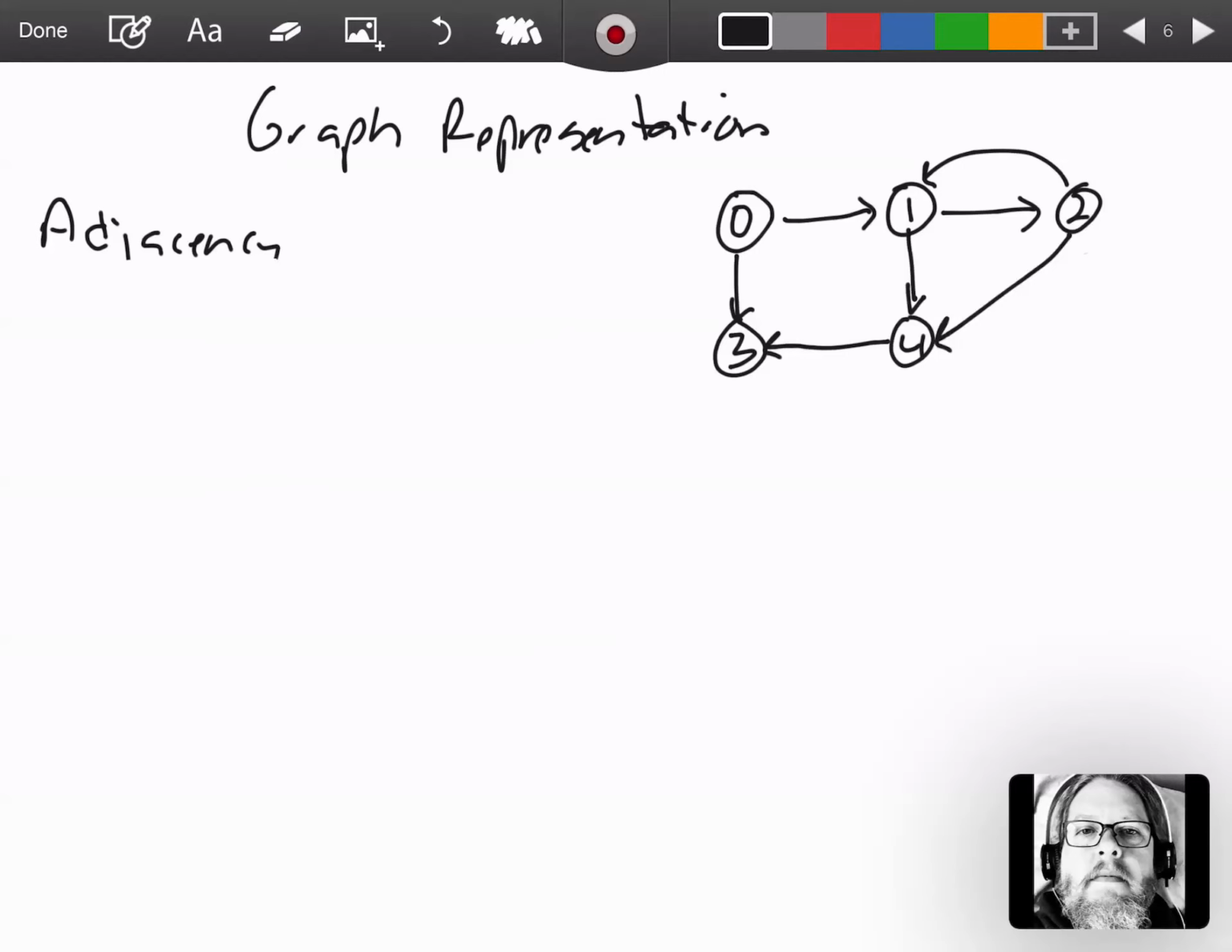Okay. So we're going to do an adjacency list this time, and it's going to be for each of our vertices. So for 0, our linked list, we can get to a 1. And we can get to a 3. Note this does not mean you can get from 0 to 1 to 3. 0 goes to 1 and it goes to 3. Okay. 1 can go to 2 and 4.